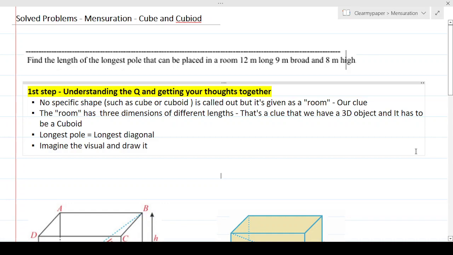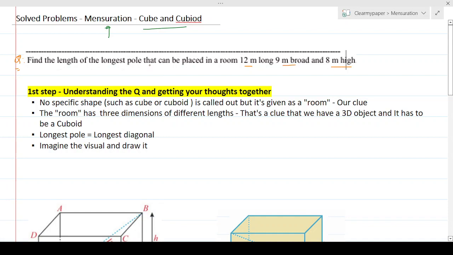All right, let's try to solve this problem on mensuration, focusing primarily on cube and cuboid. So let's try to see what's going on here and how we can get it going. The question is: find the length of the longest pole that can be placed in a room 12 meters long, 9 meters broad, and 8 meters high.